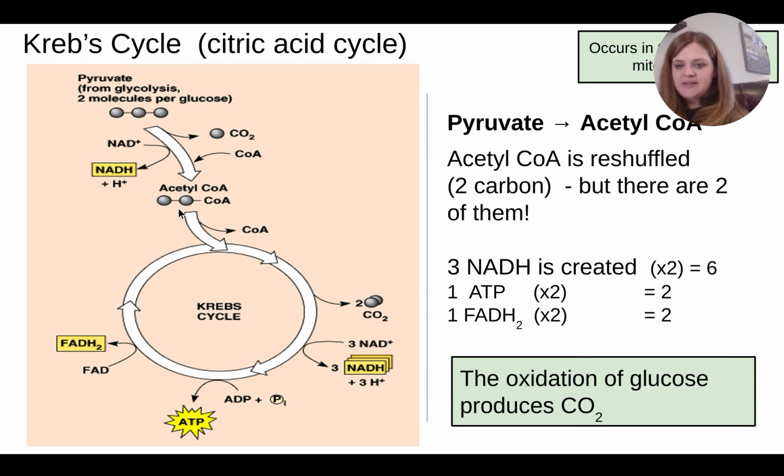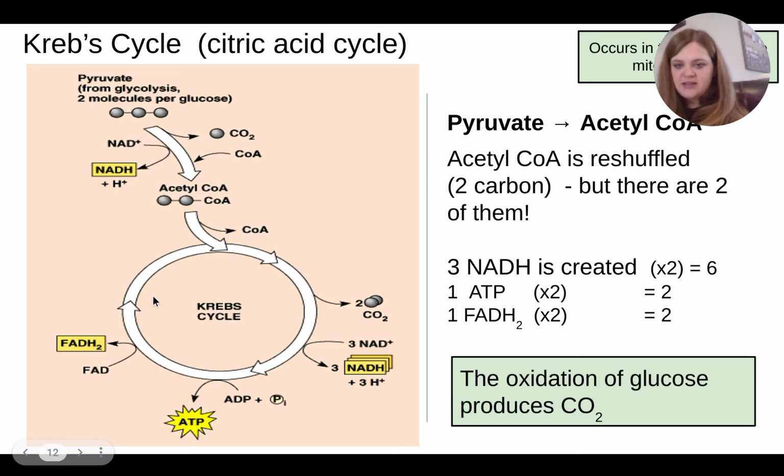The next step is it goes in through this cycle. That CoA gets kicked off. Then we kick off another 2 carbon dioxides. That's where those 2 come from. And then we'll pick up some more electrons, create some ATP, and pick up a couple more electrons.